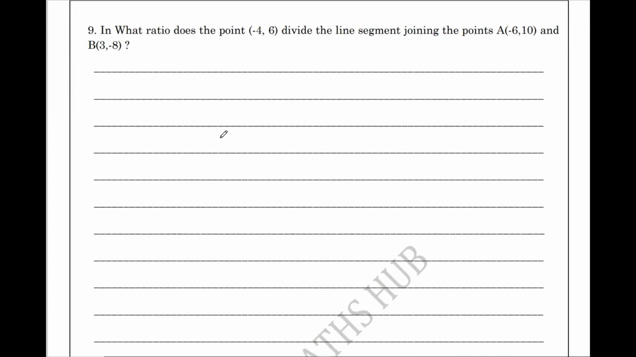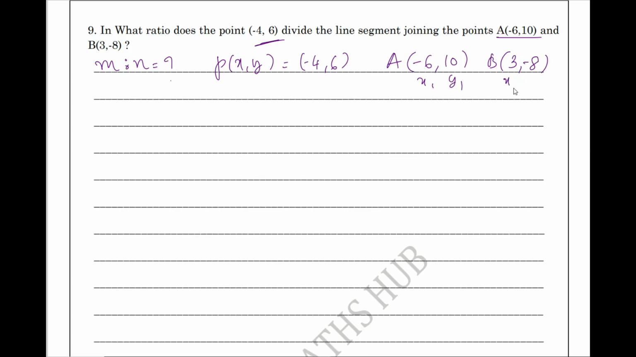Now moving to the next question, we should find out the ratio. Already the point dividing the line segment is given. We should find out what? The ratio. That means we should find out the ratio m:n by using the section formula. What is the point P of (x, y)? It is given as (-4, 6). What is the point A? (-6, 10), and B is (3, -8). Take this as x1, y1 and this as x2, y2.